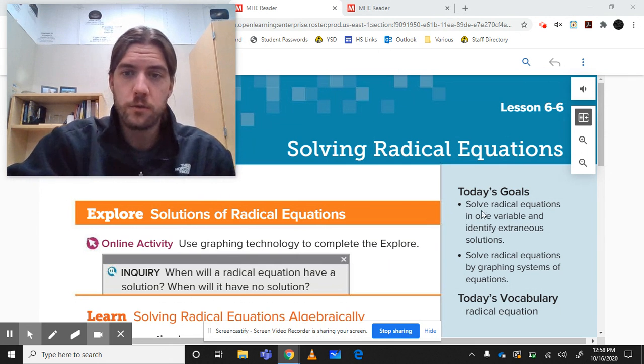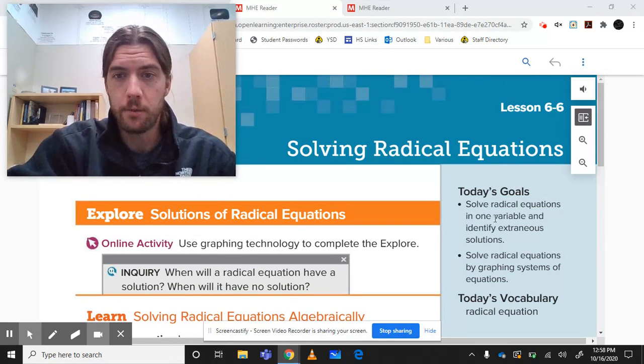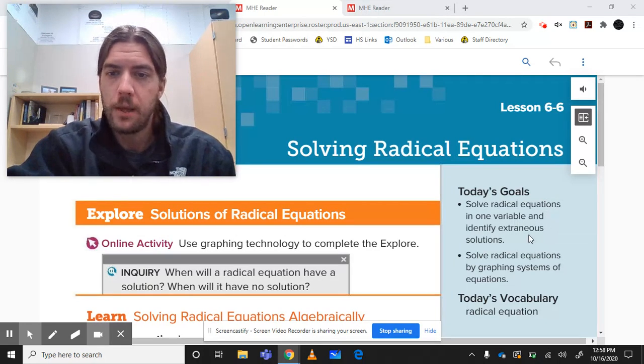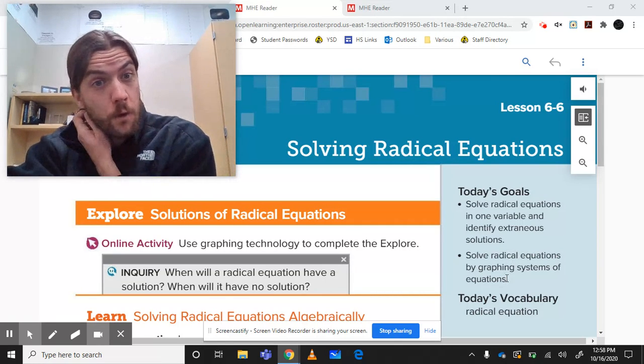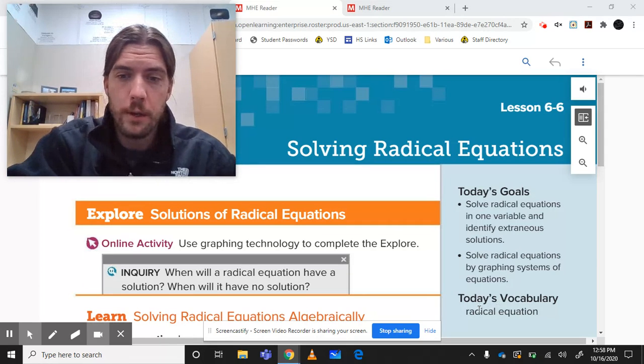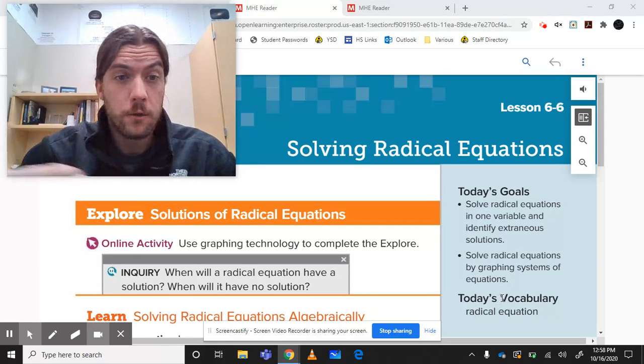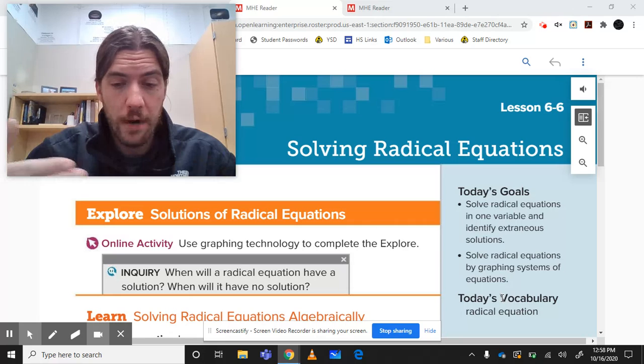Today's goals are going to be to solve radical equations in one variable and identify extraneous solutions. As well, we also want to be able to solve radical equations by graphing systems of equations. Today's vocabulary only includes really one new term, which is a radical equation. It just means an equation that includes a radical sign.